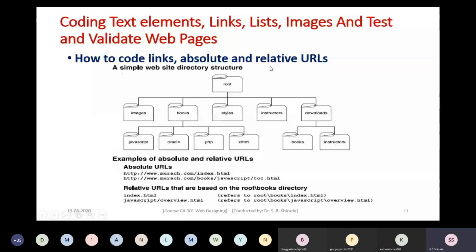So this way one can use absolute URLs and relative URLs to specify the value of the href attribute of the anchor element. Href means hyperlink reference, and that way one can code the links. So this is what we have learned, how we can code links by using absolute and relative URLs. Next, we will learn how we can code lists.